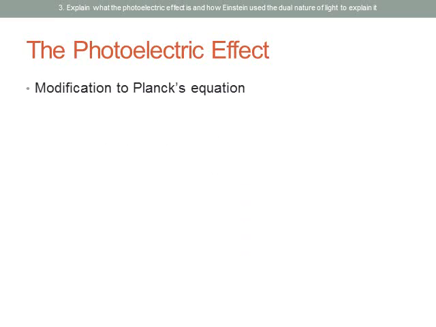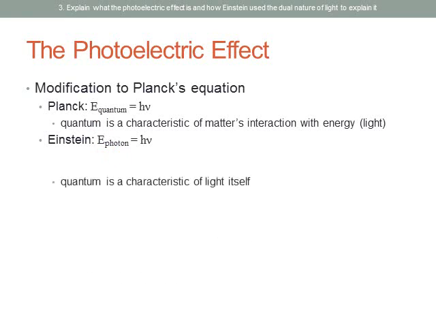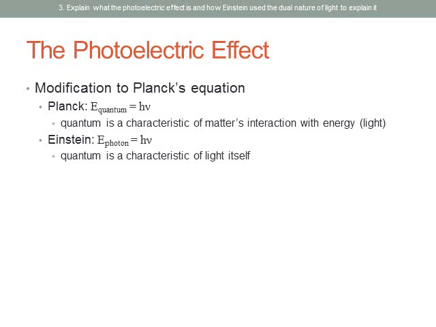So what this leads to is a modification of Planck's equation. In Planck's equation, this referred to the energy of a quantum. Recall that a quantum was the minimum amount of energy that atoms could emit or absorb, and that was equal to Planck's constant times the frequency of the vibration. Well, after Einstein comes along and talks about these particles of light, this equation gets modified a little bit, where now instead of calling it the energy of a quantum, we call it the energy of a photon.